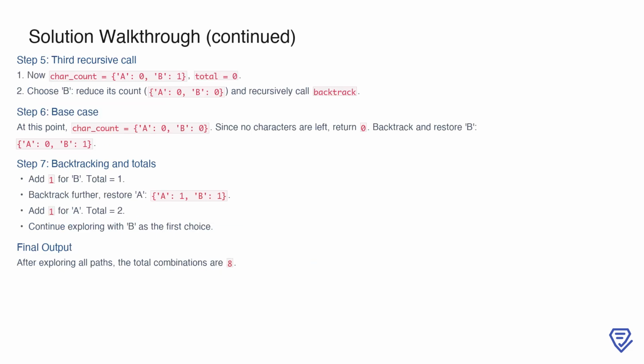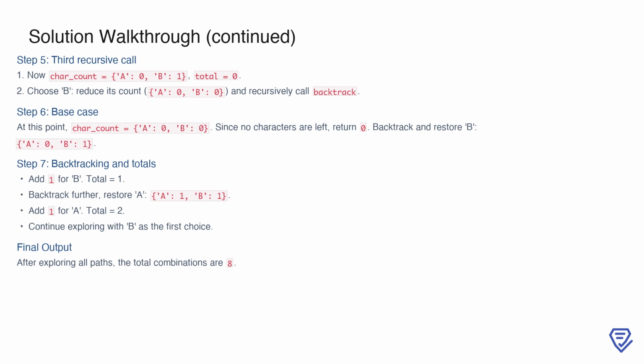Continuing the process, in the third recursive call, the character count is now A0, B1. At this point, we choose B, reducing its count to A0, B0. With no characters left to choose, we hit the base case and return 0. After this, we backtrack by restoring the count of B, giving A0, B1. At this stage, we add 1 for the choice of B, making the total 1. We then backtrack further by restoring it to A1, B1.